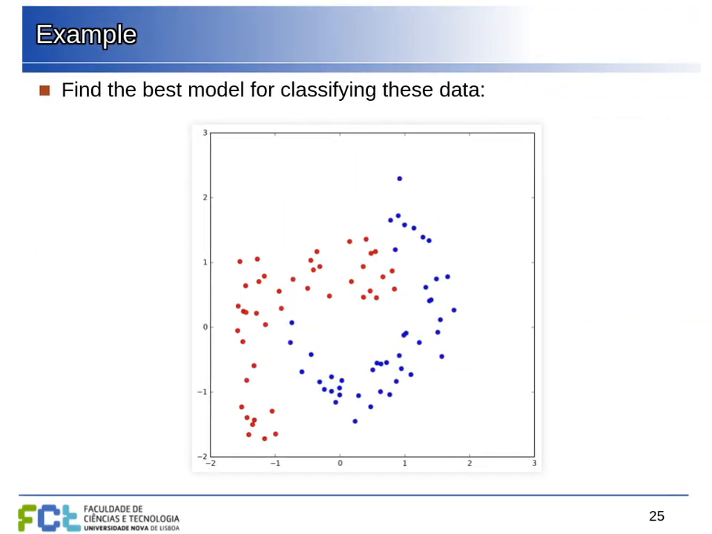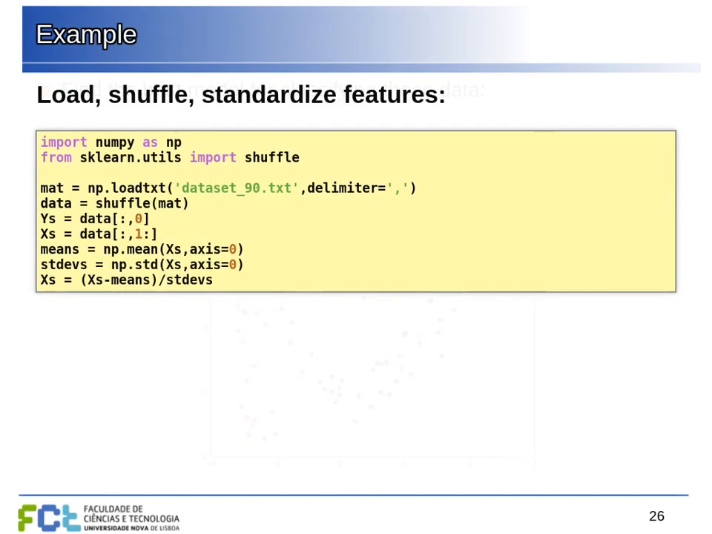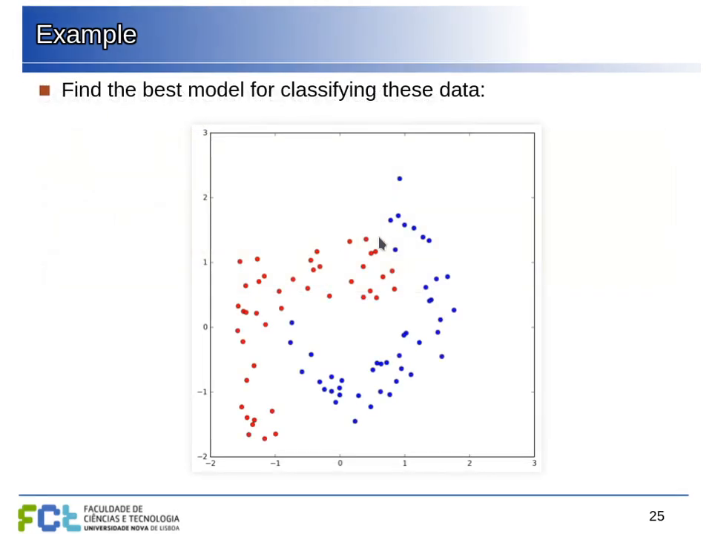Okay, so let's see an example of model selection for classifying with logistic regression. So we want to find the best model for classifying these data points here, and we're going to start by loading the data, shuffling, and standardizing the features. Now, shuffling is important here when you are splitting the data into subsets, because you never know how the data is sorted in the file.